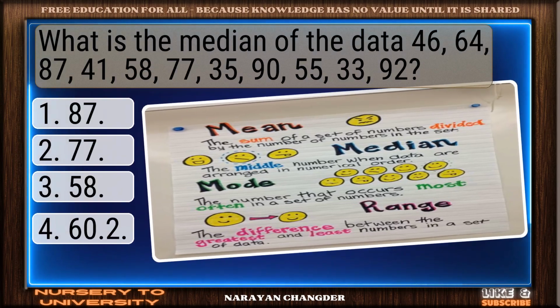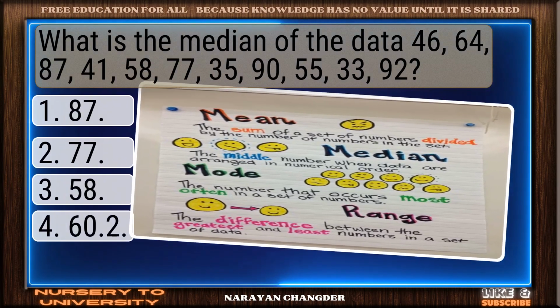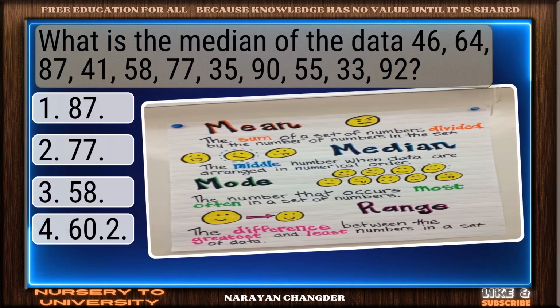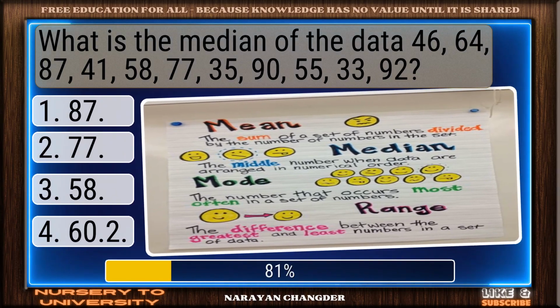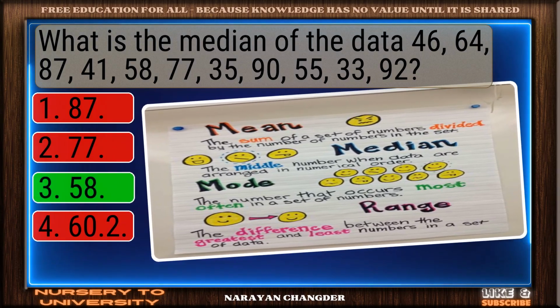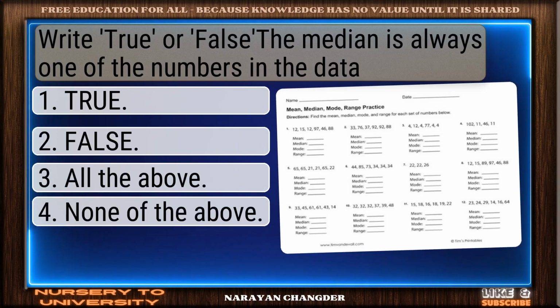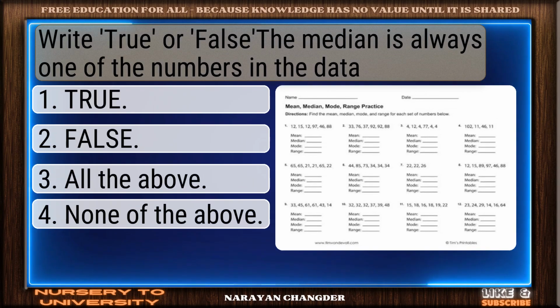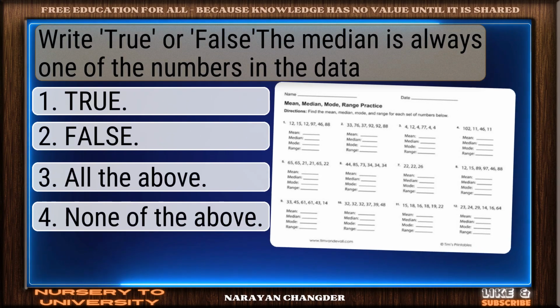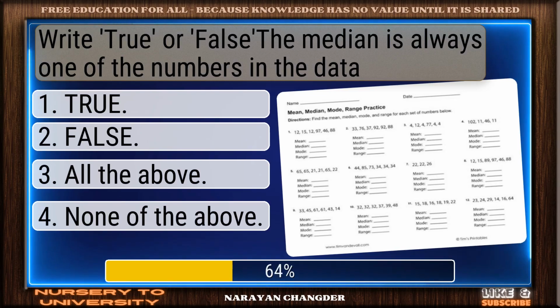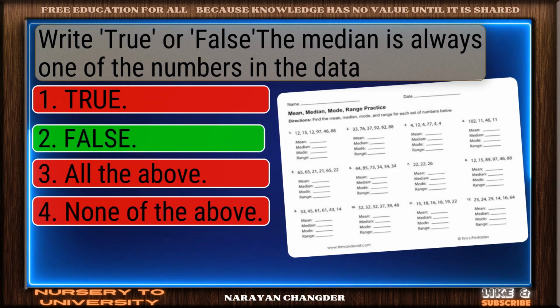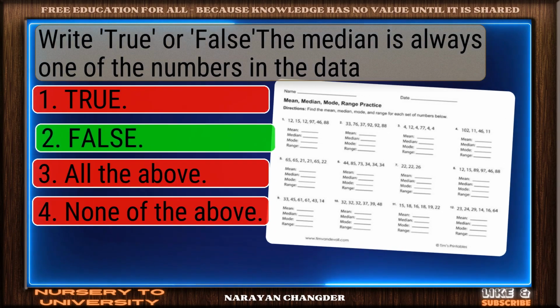What is the median of data for 6, 64, 87, 41, 58, 735, 90, 55, 39, 2? Smart pick. 58 is the correct choice. True or false: the median is always one of the numbers in the data. Great thinking. False is the right choice.